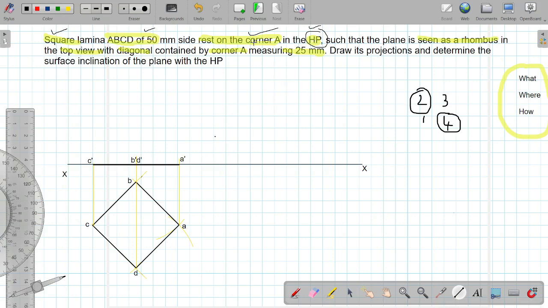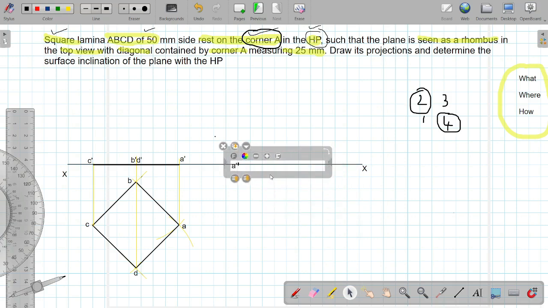And one of the conditions is it is resting on one of its corners. That means this corner A should be on the XY line because it is in HP. So I can't move the position of A. So I will mark somewhere here at some location. Let us say this point is A dash.